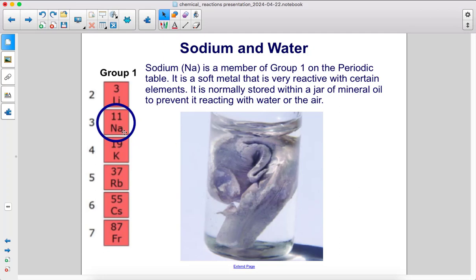Sodium, or Na, is a member of group 1 on the periodic table. It is a soft metal that is very reactive with certain elements. It is normally stored within a jar of mineral oil to prevent it reacting with water or the air.